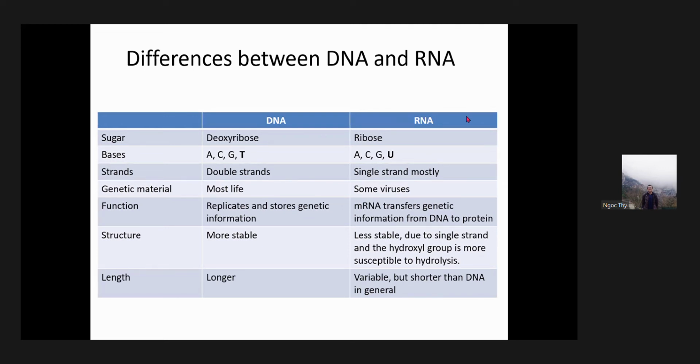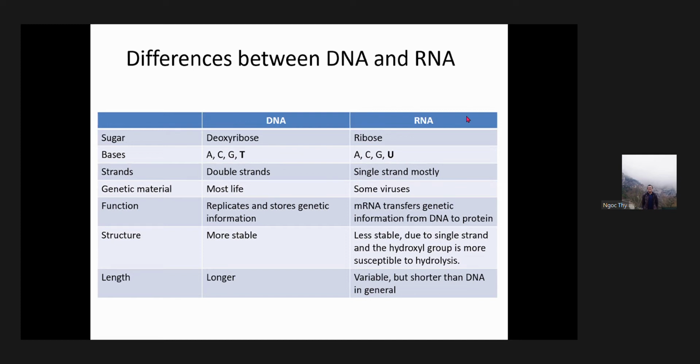Because RNA is normally less stable, to store and pass on information, DNA is much more convenient and stable to protect the code of life. For function, DNA, of course, replicates and stores genetic information in the nucleus, and the mRNA transfers the genetic information from DNA to protein.